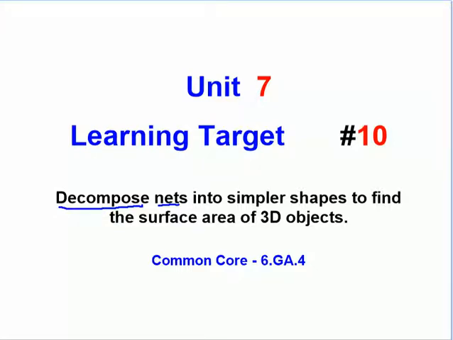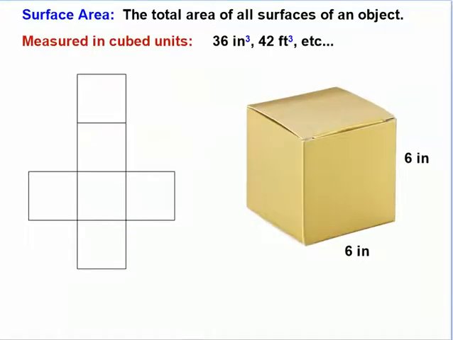objects. And basically what that means is we're going to start taking these 3D objects and we're going to break them down into their nets. And then we'll use these nets to find the surface area. What is surface area? Surface area is the total area of all surfaces of an object.